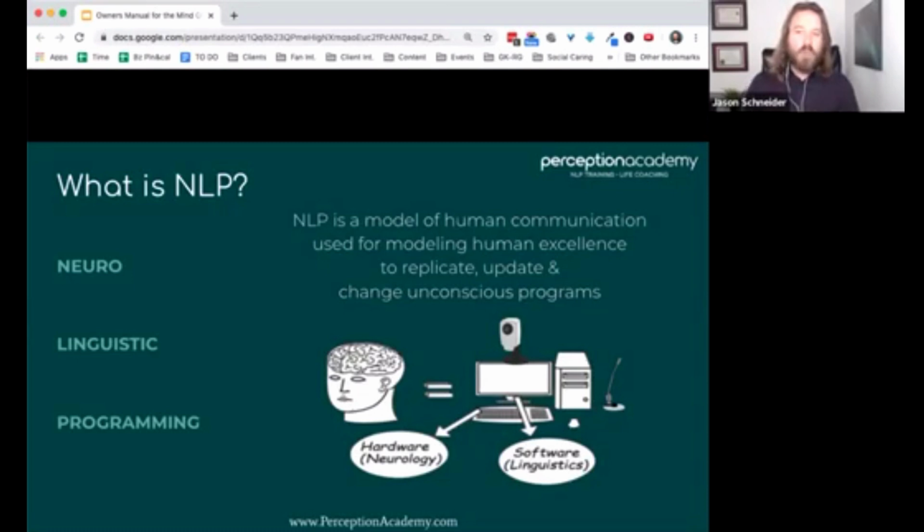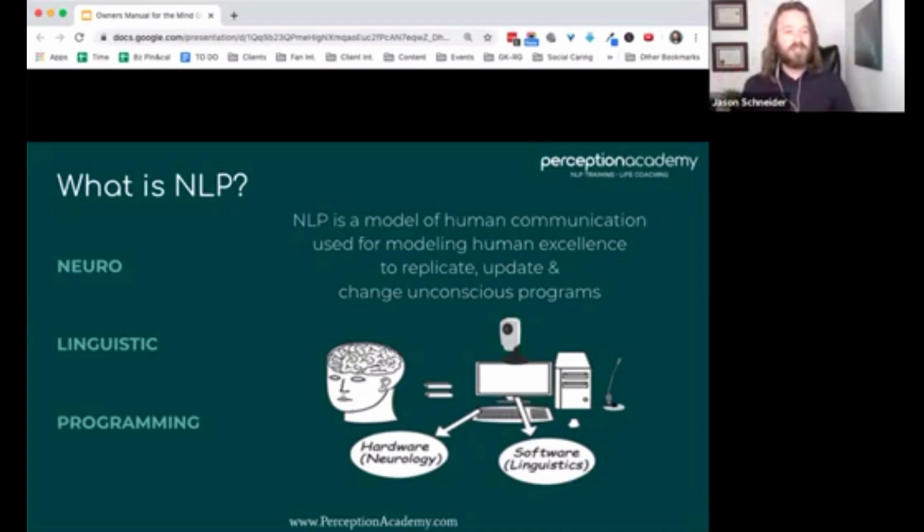So to understand what NLP is, I think the best way to do it is to use a computer metaphor, and to break it down word by word. So in terms of neuro-linguistic and programming, just like a computer has hardware, so a computer has a monitor, it has a camera, maybe it has a keyboard, a mouse. We as human beings, we also have hardware. We have our nervous system, our neurology. So our neuro in neuro-linguistic programming is referring to our neurology.